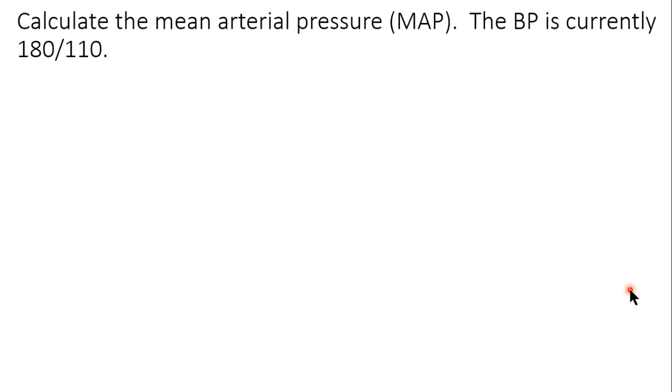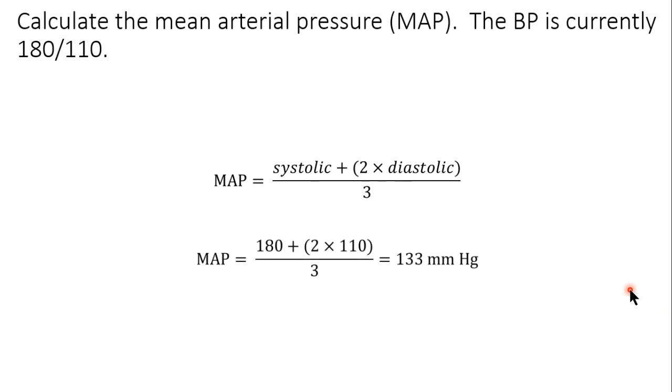All right, let's go into calculating the mean arterial pressure, which is MAP. So the blood pressure is currently 180 over 110. Our formula is MAP equals systolic plus 2 times the diastolic divided by 3. So we plug in our numbers. Our systolic is 180 and our diastolic is 110. So 180 plus 2 times 110 divided by 3 gives us 133 millimeters of mercury.